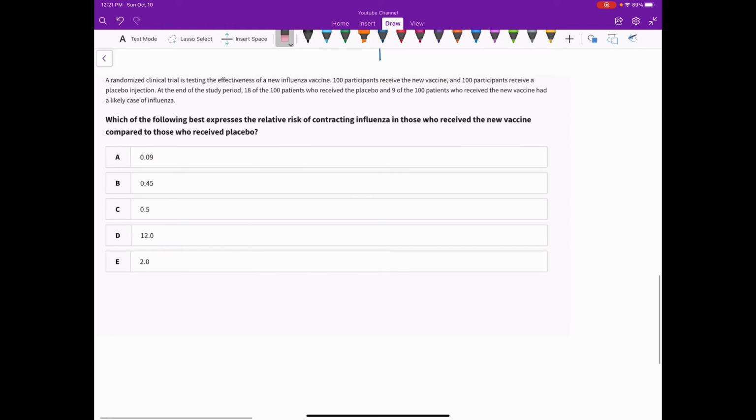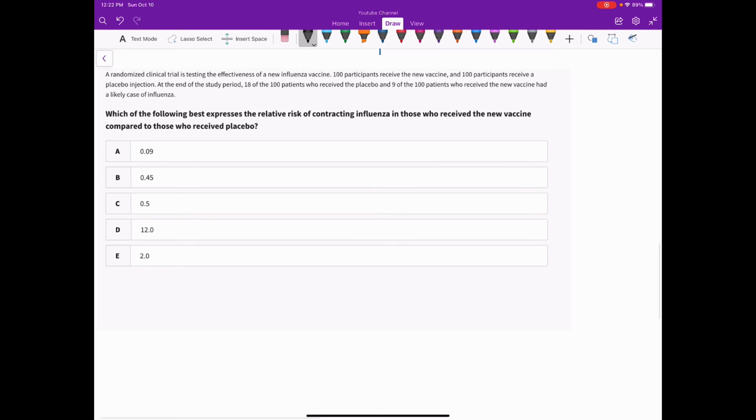Okay, so now if we go into it, here's the question. A randomized clinical trial is testing the effectiveness of a new influenza vaccine. Okay. 100 participants received a new vaccine. So 100 new vaccine. 100 participants. Okay, another 100 receive a placebo. Oh boy. At the end of the study, 18 out of the 100 who received the placebo, and then 9 out of 100 who received the new vaccine developed influenza. Okay, and now we're asking for the relative risk.